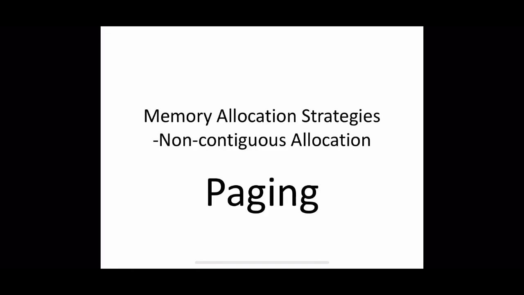Hello, welcome to paging. It's the second method of non-contiguous allocation. In the last session we have seen what segmentation is. That was another technique for non-contiguous allocation. Of course, segmentation avoids the need for compaction. But what about external fragmentation? As you know, the segments are of variable sizes.